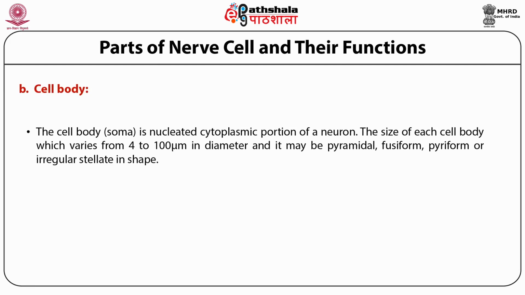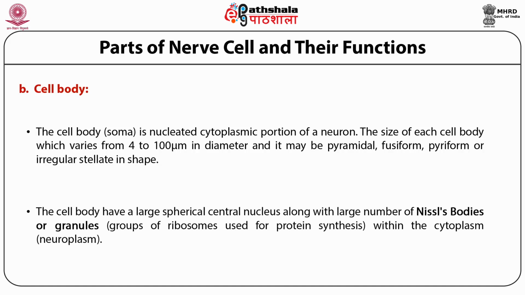The cell body. The cell body or soma is the nucleated cytoplasmic portion of a neuron. The size of each cell body varies from 4 to 100 micrometers in diameter, and it may be pyramidal, fusiform, pyriform or irregular in shape. The cell body has a large spherical central nucleus along with a large number of Nissl bodies or granules. These are groups of ribosomes used for protein synthesis within the cytoplasm.